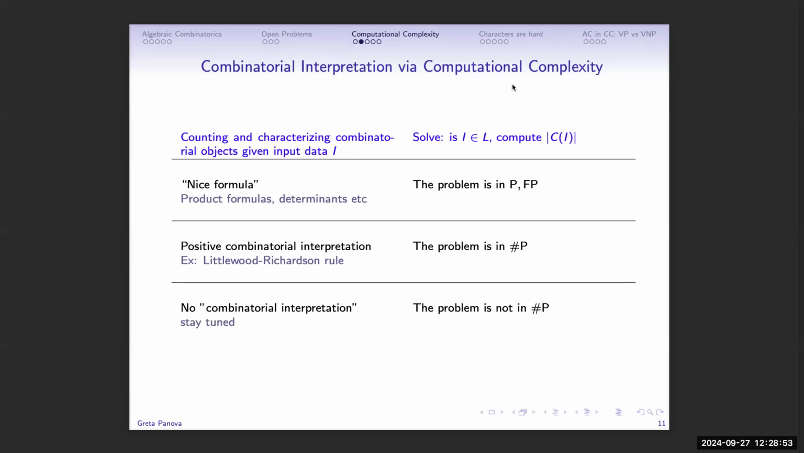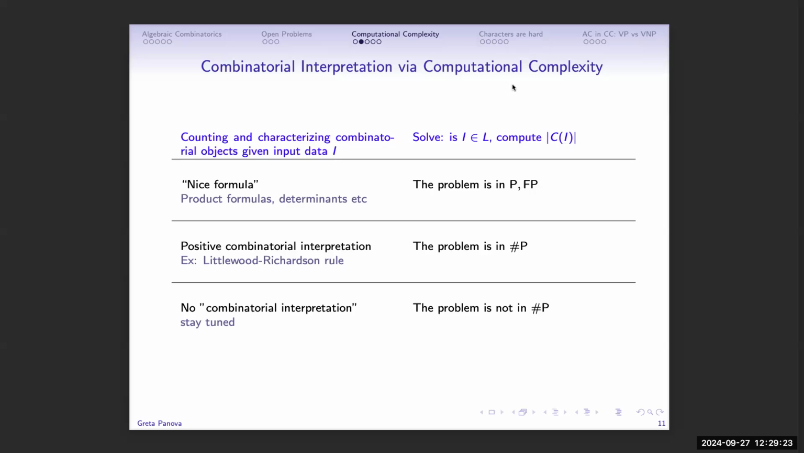So if the problem is not in #P, then there is no nice positive formula that's going to show. And so this is what we want to use as formalism to say that something does not have a nice positive combinatorial interpretation.